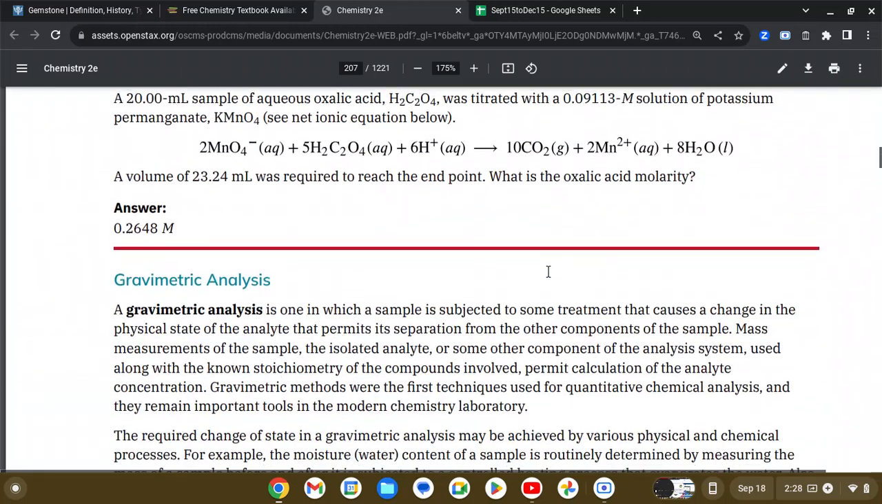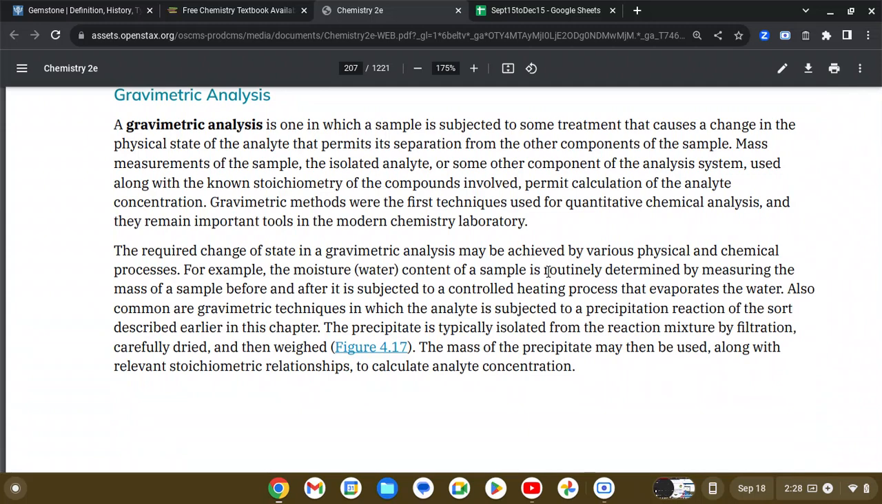Gravimetric analysis. A gravimetric analysis is one in which a sample is subjected to some treatment that causes a change in the physical state of the analyte that permits its separation from the other components of the sample. Mass measurements of the sample, the isolated analyte, or some other components of the analysis system, used along with the known stoichiometry of the compounds involved, permit calculation of the analyte concentration.